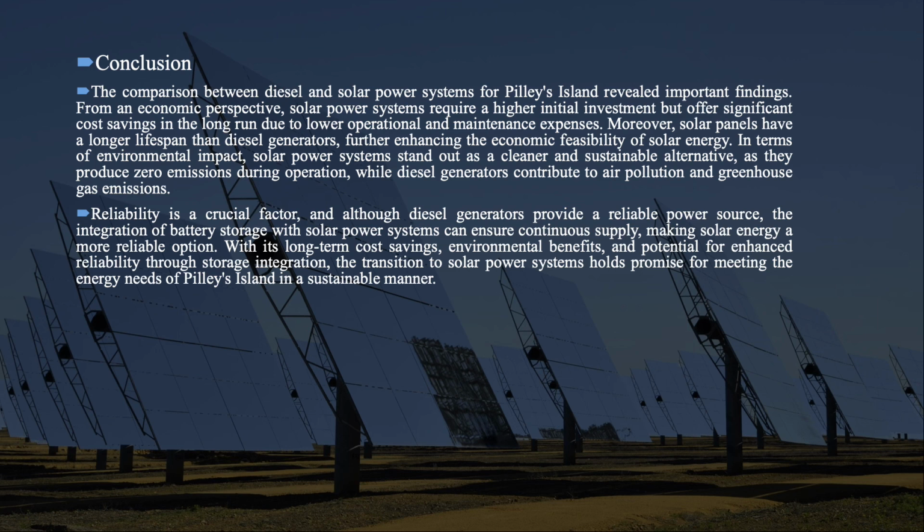In terms of environmental impact, solar power systems stand out as a cleaner and sustainable alternative, while diesel generators contribute to air pollution and greenhouse gas emissions. Also, reliability is a crucial factor, and although diesel generators provide a reliable power source, the integration of battery storage with solar power systems can ensure continuous supply, making solar energy a more reliable solution.